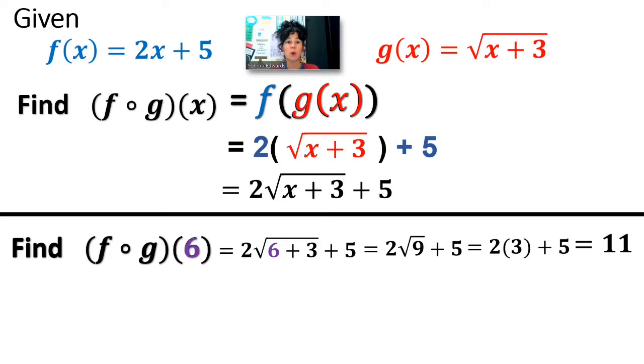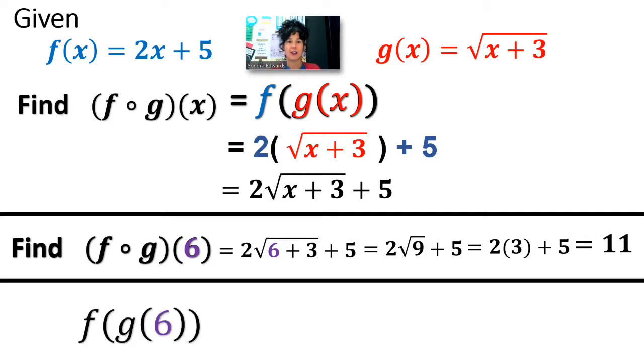There is more than one way to evaluate f composition g of 6. Here is a second way to do that. You can just do what's inside of the parentheses first. So I could just find g of 6. So coming up here to the g function and replacing the x with 6, I would have 6 plus 3, which is 9, the square root of 9, which is 3. So the answer to g of 6 is 3.